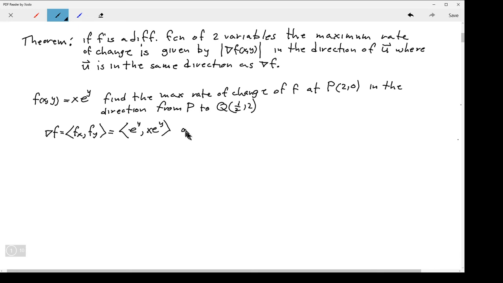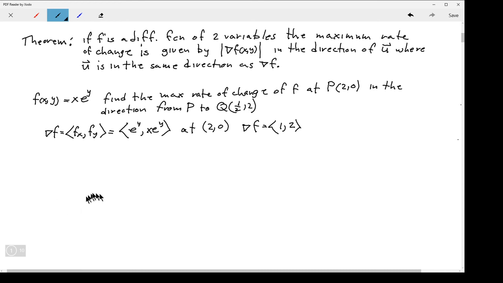Now at the point (2, 0), the gradient of f is going to be, if I put 0 in for y, I get 1. And if I put 2 in for x and 0 in for y, I get 2. There is my gradient vector.